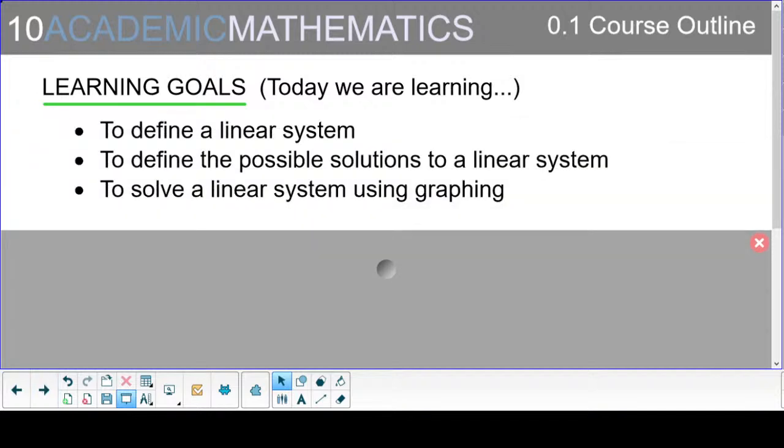Today we are learning to define what a linear system is. You don't need to write this down. Define what a linear system is. To talk about the possible solutions. Because when you solve something, it's like find x. Okay? We're actually today not going to find x. We're going to find x, y. We're going to find a coordinate. Think about that when we're talking about two lines crossing. That's not just a number, it's a coordinate, right? But there's different ways that lines can interact, and we're going to talk about those. And then we're going to try solving using graphing, and we're going to learn some of the concepts around solving that you must keep straight.